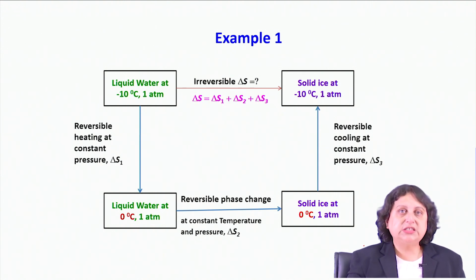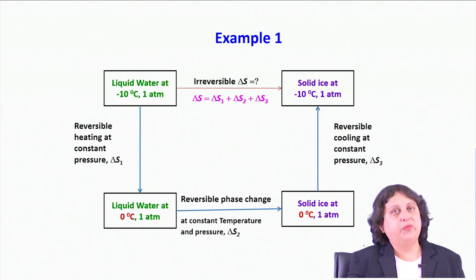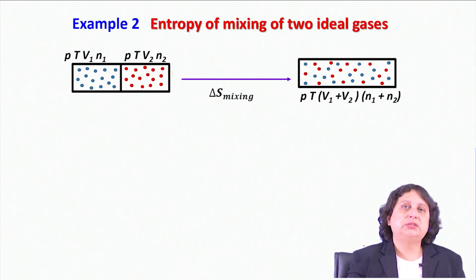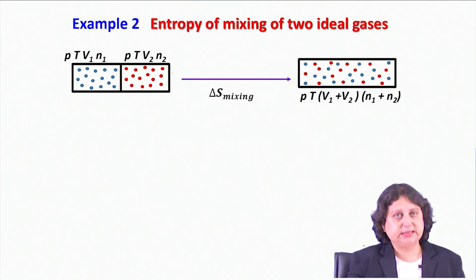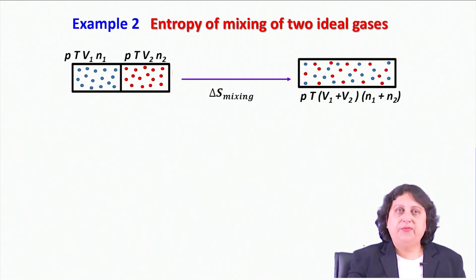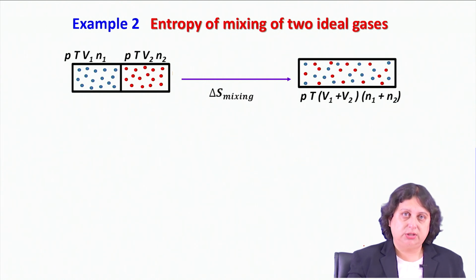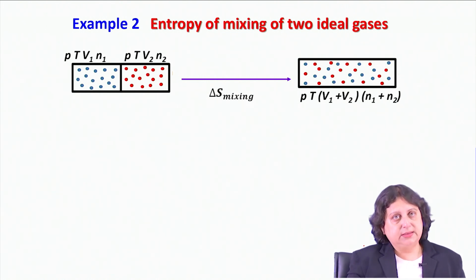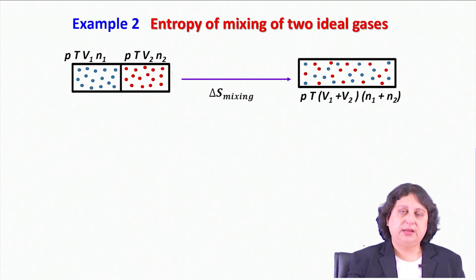And therefore, in the irreversible change in state from liquid water at -10 degrees centigrade at 1 atmosphere to solid ice, I can find out the delta S for this irreversible process as a sum of delta S1, delta S2 and delta S3. Another very important example is the entropy of mixing of two ideal gases. So here the initial step is I have the blue gas at a pressure P, temperature T and V1 volume of it containing N1 molecules. I also have another ideal gas, the red gas, which occupies the volume V2 and it has N2 molecules under the same condition of pressure P and temperature T.